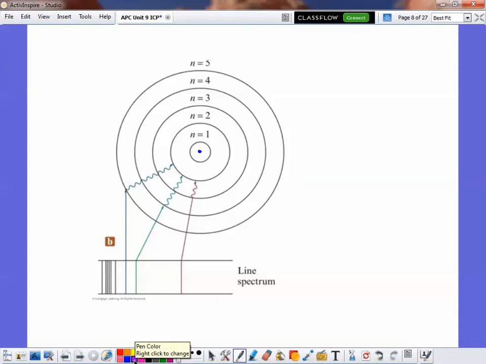If we're falling towards the nucleus, it's emission. If we're moving away from the nucleus, it's absorption. Okay. And like I said, the different energy level transitions will give those different colors of light. Right, now this was all done with the hydrogen atom.